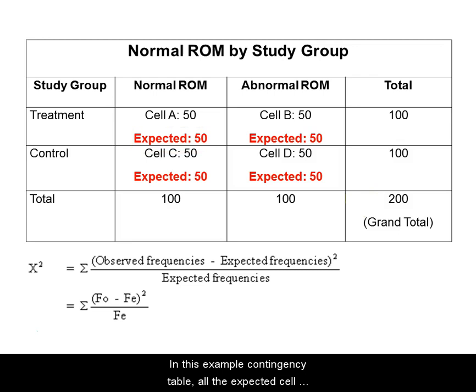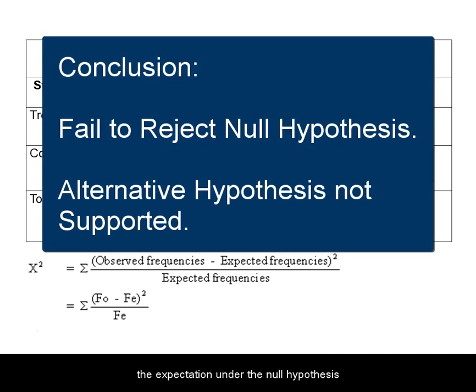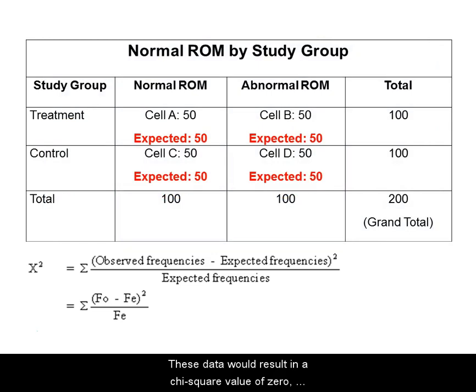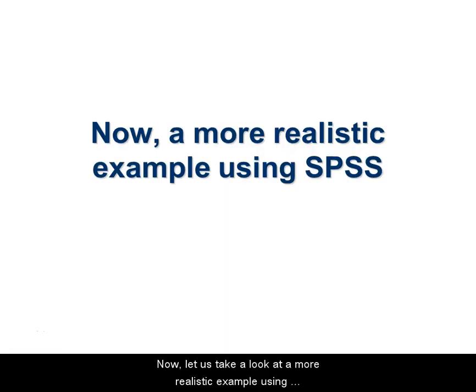In this example contingency table, all the expected cell counts under the null hypothesis are the same as the counts that we observed in our study. Therefore, our observations in the study are consistent with the expectation under the null hypothesis, and our alternative hypothesis is not supported. These data would result in a chi-square value of 0, which would not be statistically significant. Now, let's take a look at a more realistic example using the SPSS program.